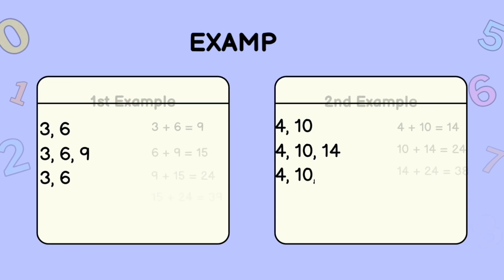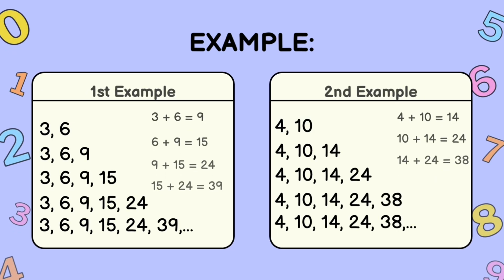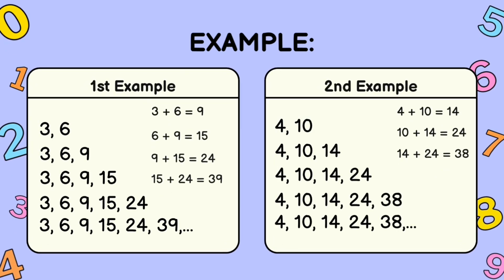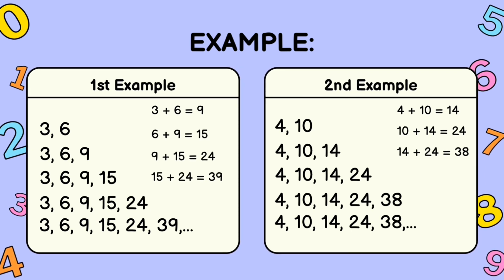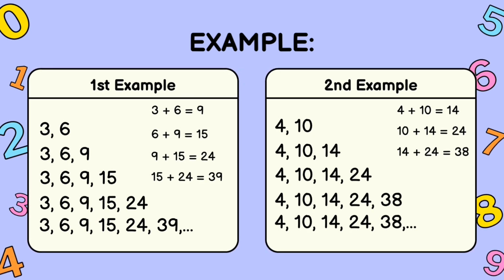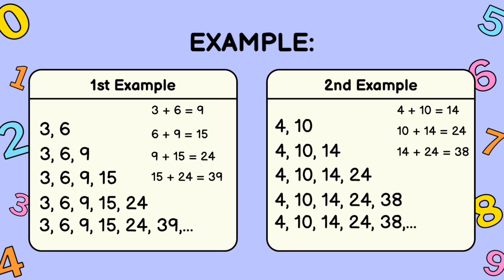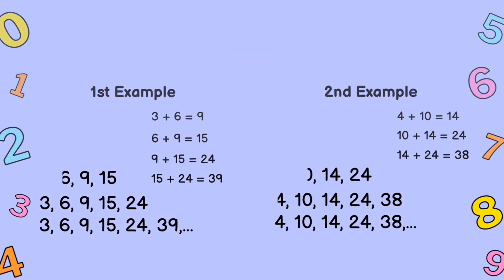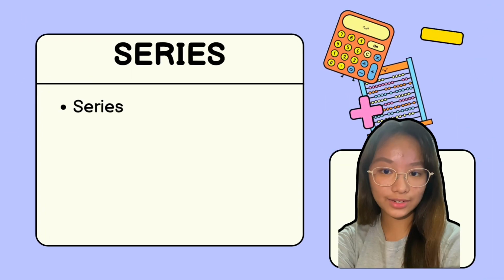For the first example, the first two numbers are 3 and 6. 3 plus 6 is equal to 9, 6 plus 9 is equal to 15, 9 plus 15 is equal to 24, 15 plus 24 is equal to 39, and so on. For the second example, the first two numbers are 4 and 10. 4 plus 10 is equal to 14, 10 plus 14 is equal to 24, 14 plus 24 is equal to 38, and so on. Now let's discuss series.